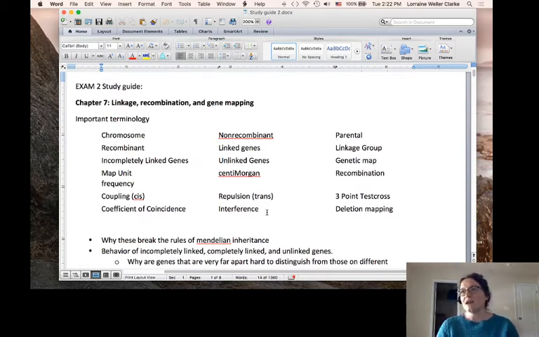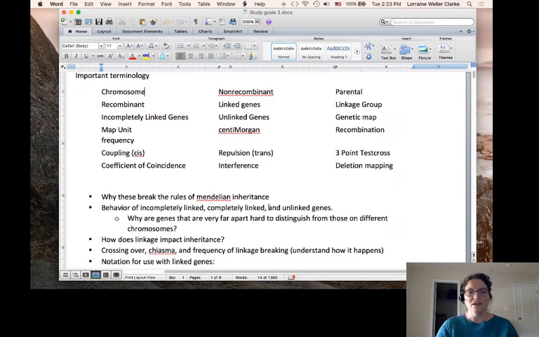Again, for chapter 7, in the questions I'm asking you on the test, I'm not going to ask you to define what parental means. What I want you to be able to do is if I give you a question and it talks about parental versus recombinant, I want you to be able to understand what I'm talking about, okay? All right. So the basics are all here again. You should know why these break the rules of Mendelian inheritance. What does Mendelian inheritance normally have? That independent assortment, why don't they have it? What the behavior of incompletely linked, completely linked, and unlinked genes look like. And then, maybe we'll go through a couple of these questions.